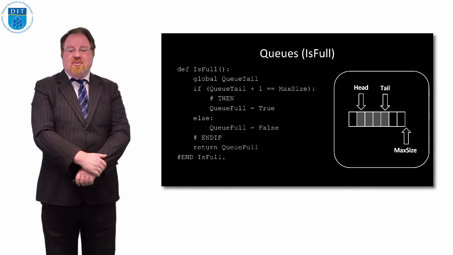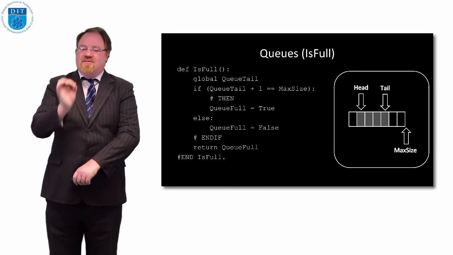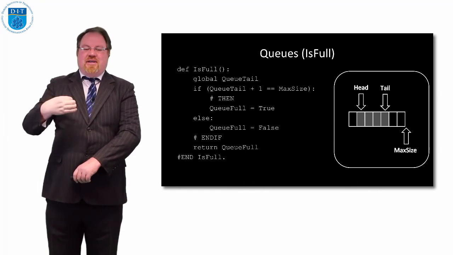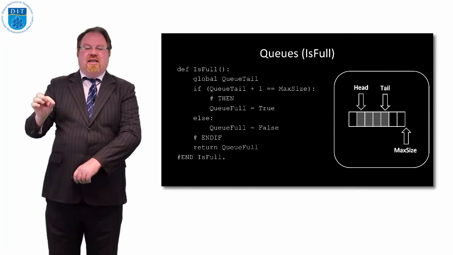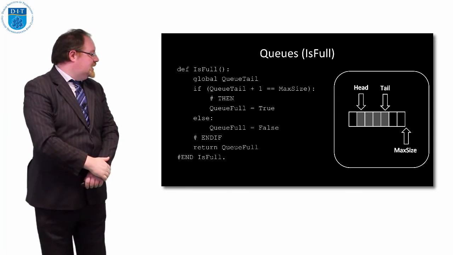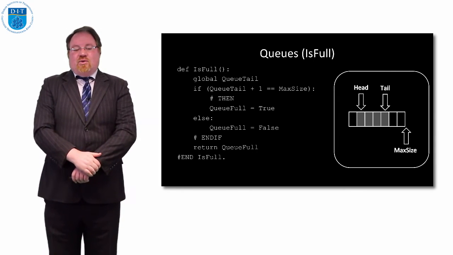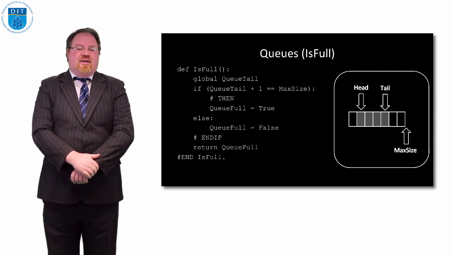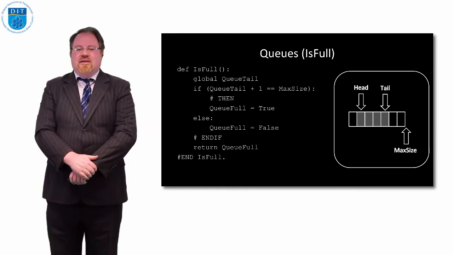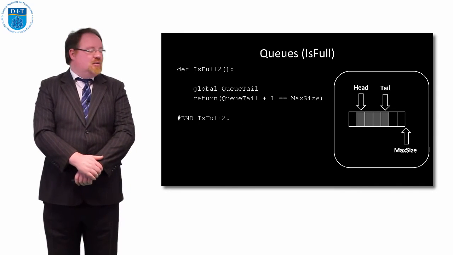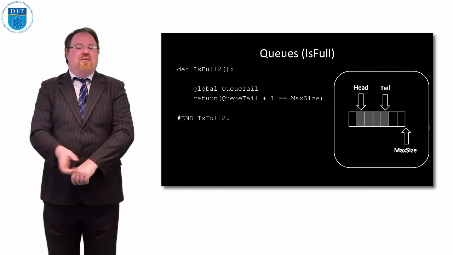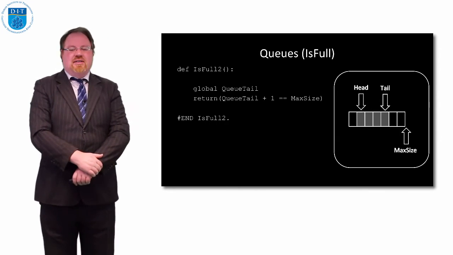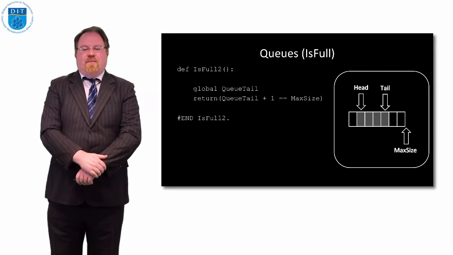The only thing to note in Python here is we have to declare queue tail as being a global variable so that all the other methods or modules will know that we're messing with queue tail here, or we're examining the value of queue tail. We don't need to do queue head because we're not looking at queue head in this case. And we can do it a little bit quicker by just saying global queue tail, and if queue tail plus 1 is max size, then we know the queue is full.